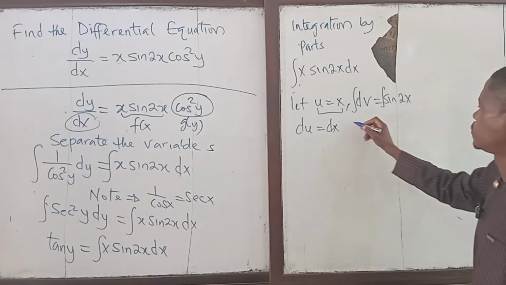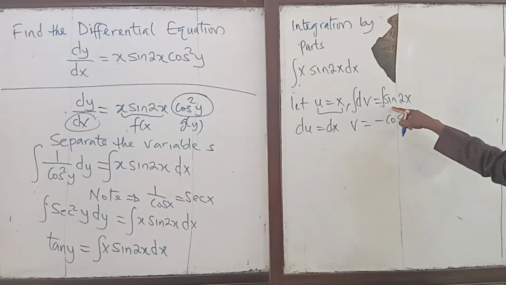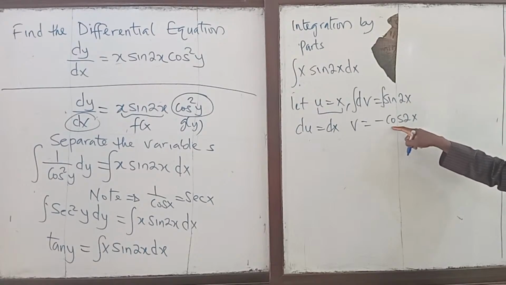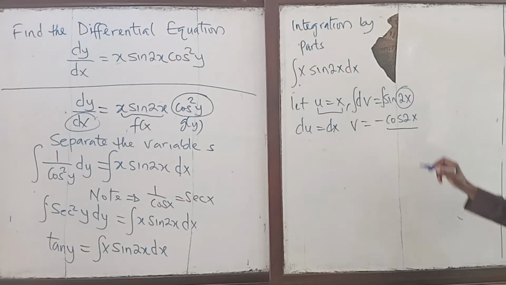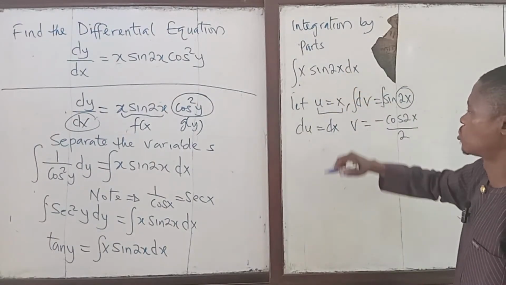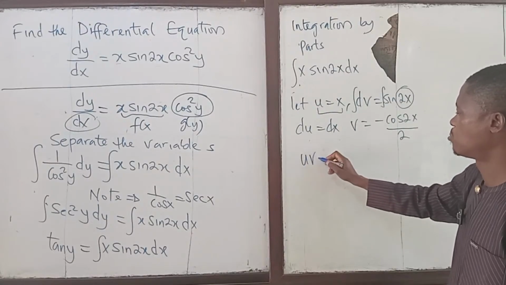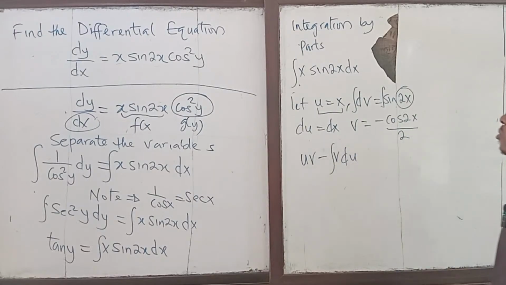That will be equal to what? v equals minus cos 2x. If you integrate sine 2x, the integral of sine is minus cosine of the function, and then you divide by the derivative of the composite function, that's 2. So the integral of this one will be equal to uv minus the integral of v du. That's the formula for that.